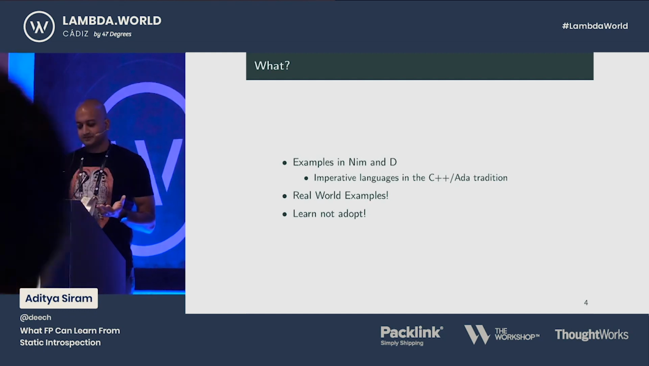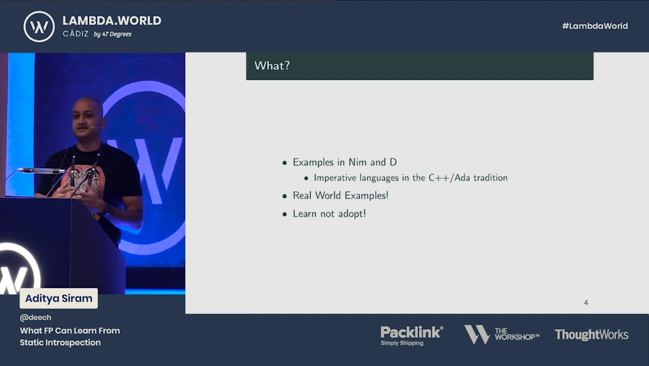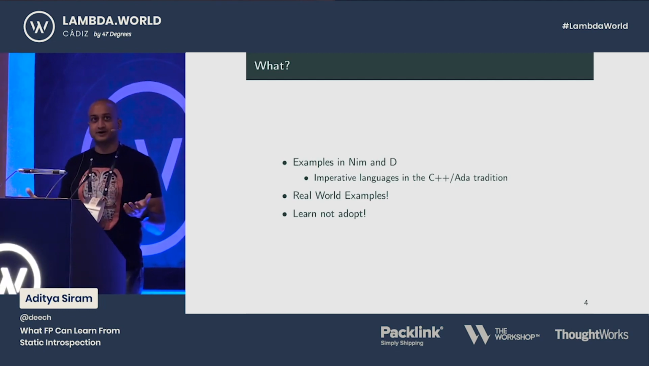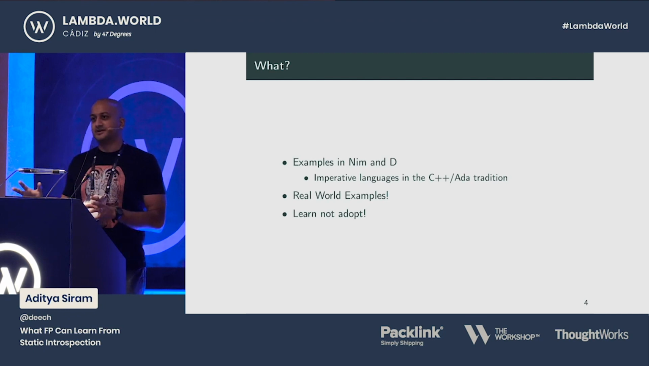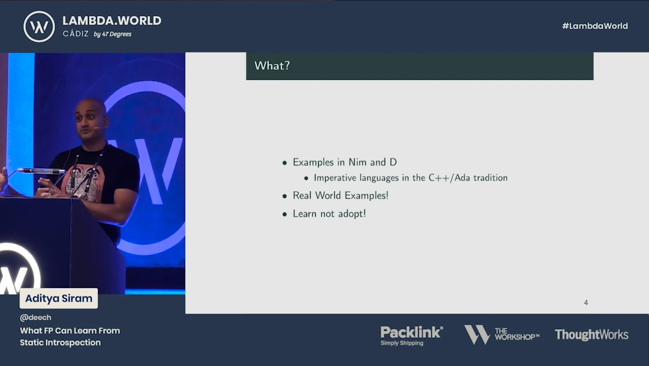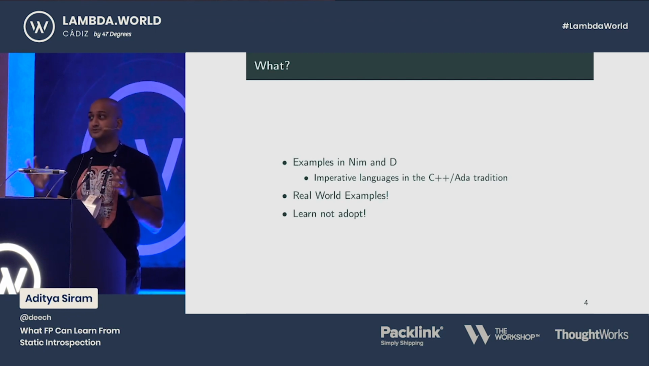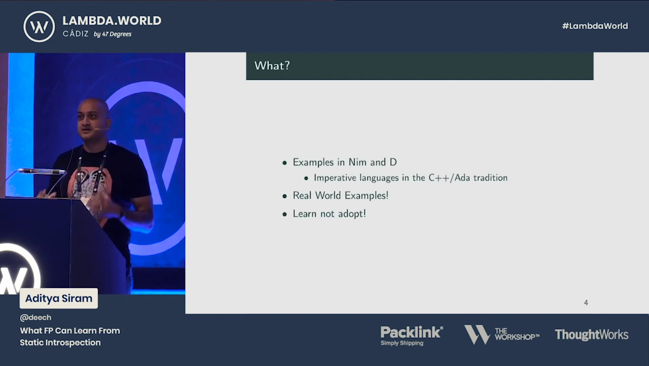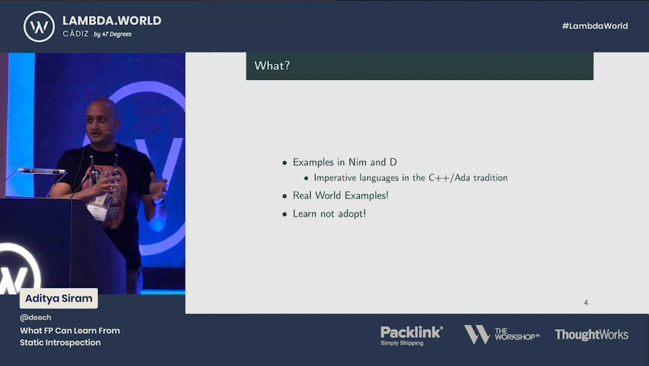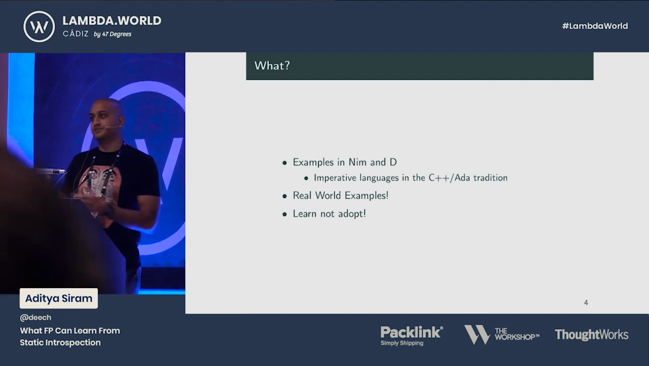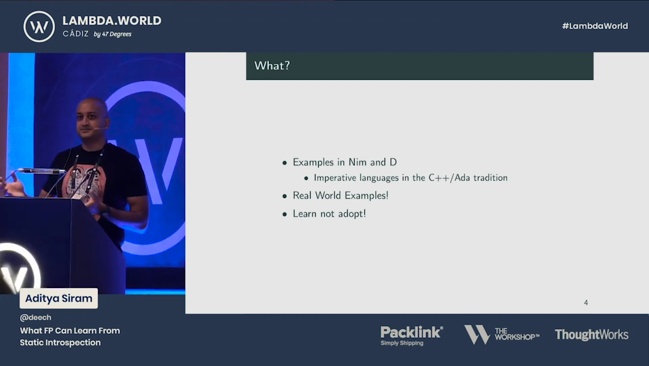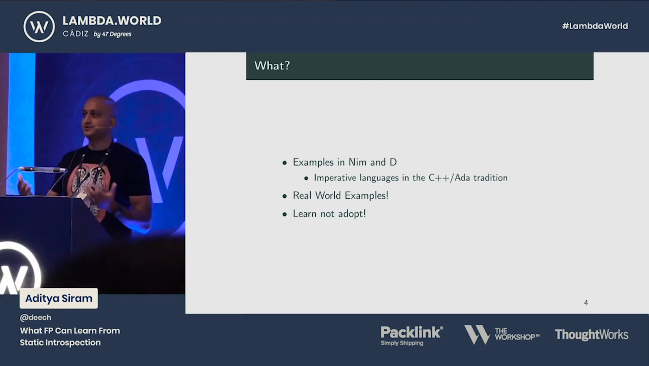And what I want to also say is that this is not a Nim or D evangelism talk. This is a learn, not adopt, right? So Nim and D are great languages in their own right, and there is an evangelism talk for them, mostly probably related to something like C++ interop. But this is more about taking those techniques and moving them into typed functional languages in a way that makes sense for typed functional languages. So it's not blindly copying, it's sort of adopting and cross-pollinating and seeing what makes sense.